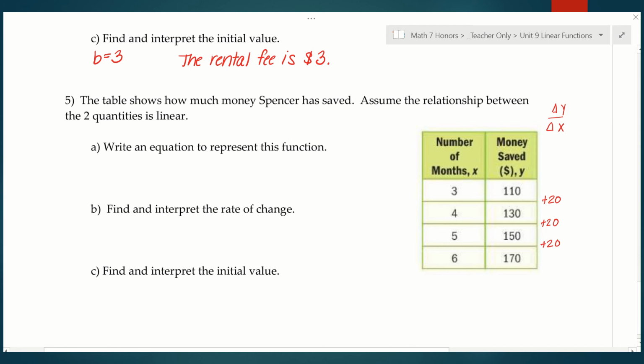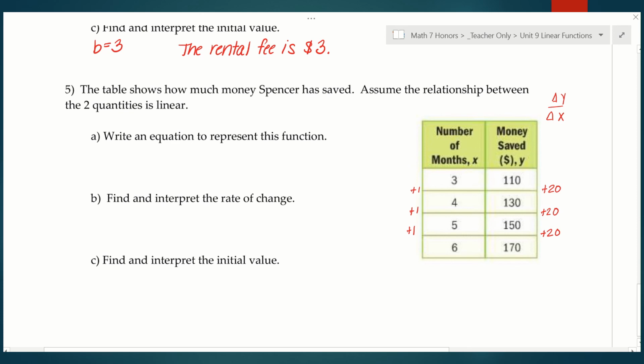My change in y, or my rise, is 20. Let's look at our change in x. Each time, I'm adding 1, which means my change in x, or my run, is 1. So my slope, because it's rise over run, is 20 over 1, or just 20. So from a table, that's kind of a quick way to find your slope. Now, if you don't like that, you could pick 2 points from the table, and you could do your slope formula, and you'll still get 20. Okay, but I kind of like doing that when I can. So my slope here is 20.